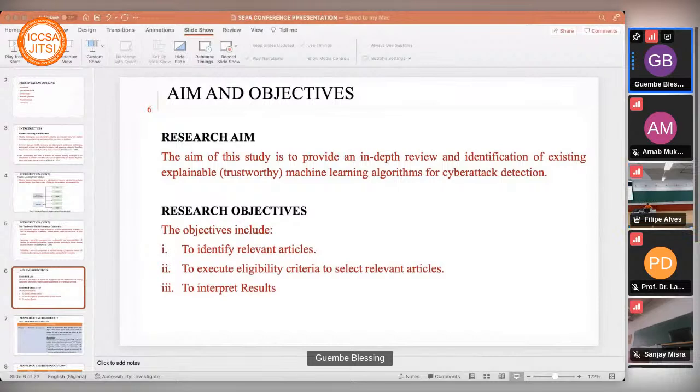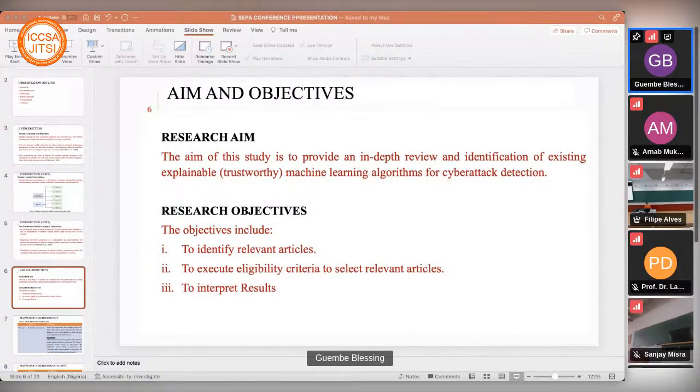The aim of this study is to provide an in-depth review and identification of existing trustworthy machine learning techniques for malicious threat detection. The aim of this study was achieved with the following objectives. One, to identify relevant articles. Two, to execute eligibility criteria to select relevant articles. And finally, to interpret the result.